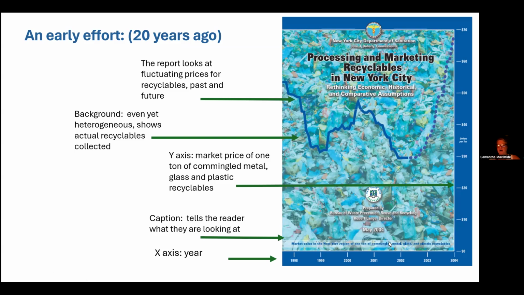And then finally at the bottom, you may not be able to read it, but it says market value in New York region of 1 ton of commingled metal, glass, and plastic recyclables. I was very proud of this. When I was young, I was proud of this cover. I was surprised that my superiors liked it and wanted to publish it. So that's another historical example of thinking about how visuals can convey what you want to say.